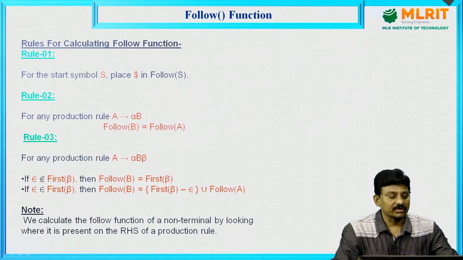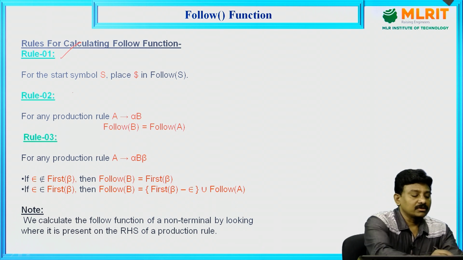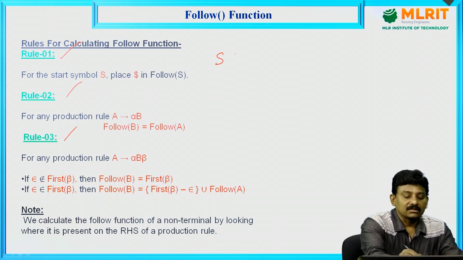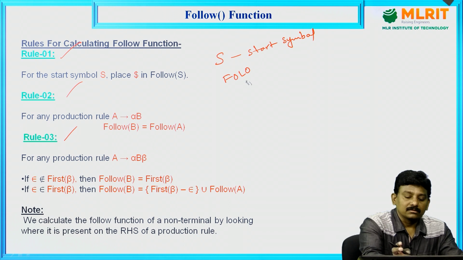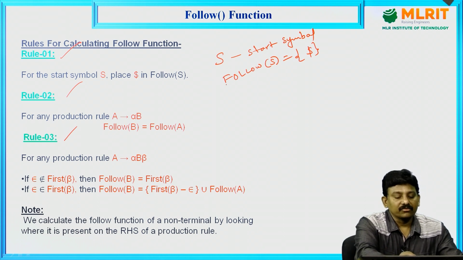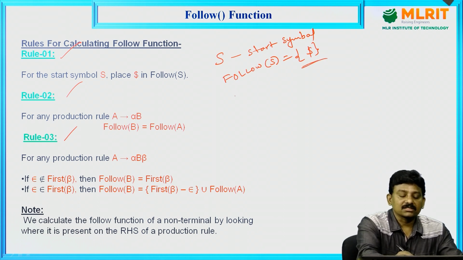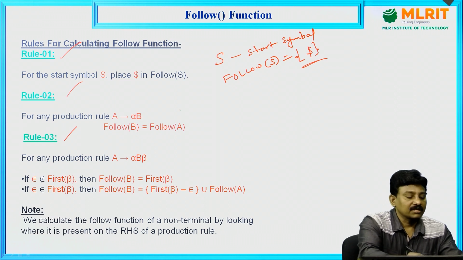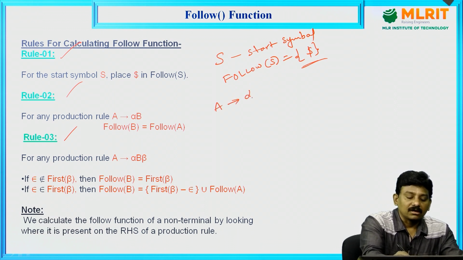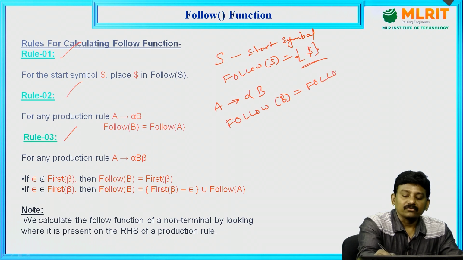Next function, the follow function. We have three rules: rule 1, rule 2, rule 3. If S is the start symbol, follow of S is equal to $. That is, for any start symbol, follow of S is $. If E is the starting symbol, follow of E is $. Second rule: A derives alpha B, follow of B is equal to follow of A.